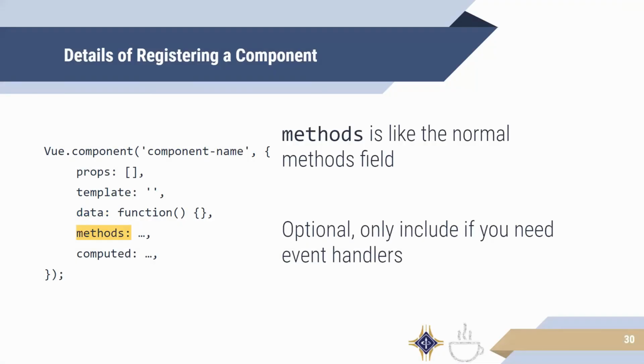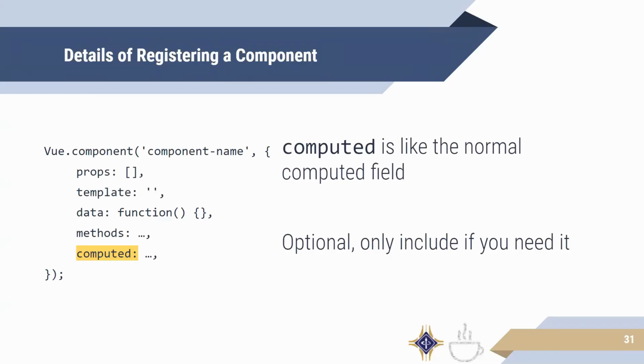Finally, the last two are the exact same as they were in the regular Vue instance. Methods are just your normal methods and event handlers that we had last time. And computed is, again, the exact same. These are all optional. Actually, all of it except for the name is optional. You only need it if you need to use that kind of functionality. If you don't, just leave it out. Vue will not care. Does this make sense? All right.